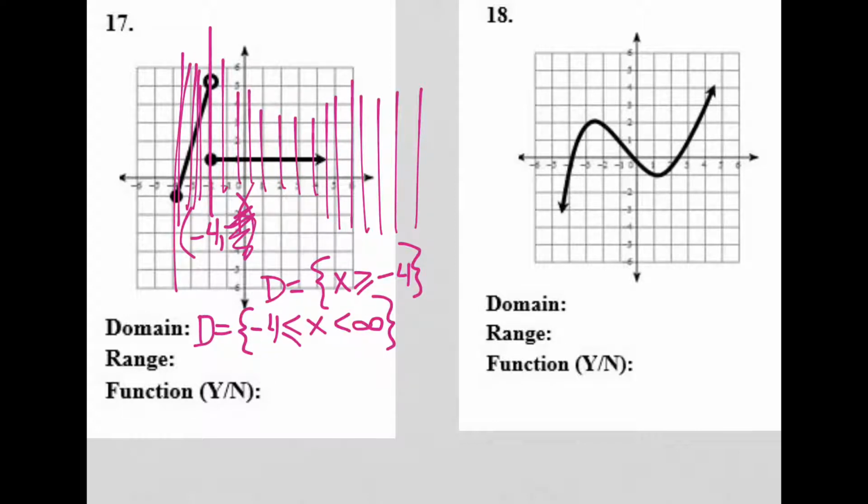But if you get what we're saying here and you're like, oh, well, I started at -4, but then all the x's, it just kept going forever and ever. So it's just everything greater than or equal to -4. That's fine too. I don't care either way, though, which one you want.